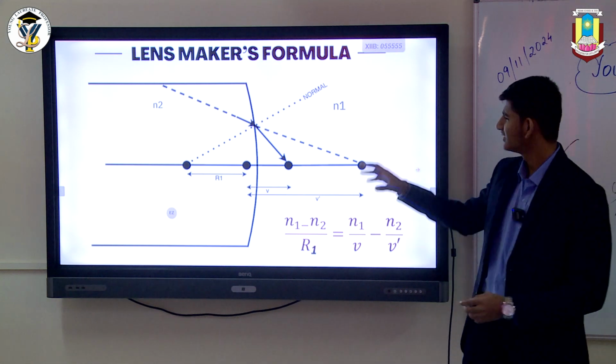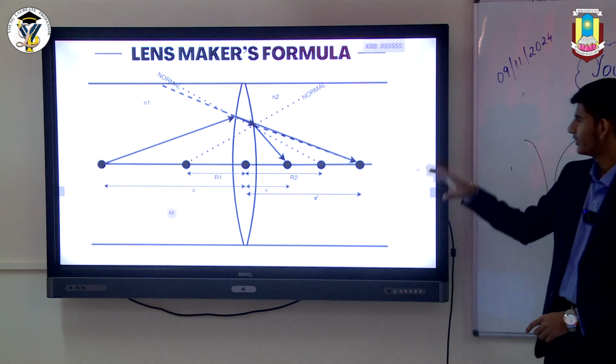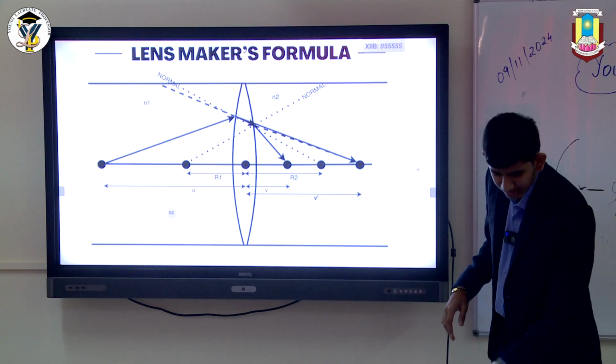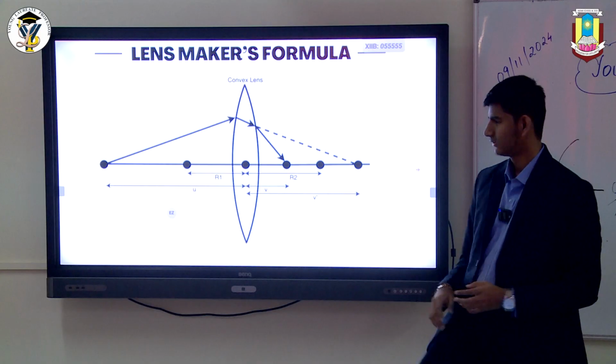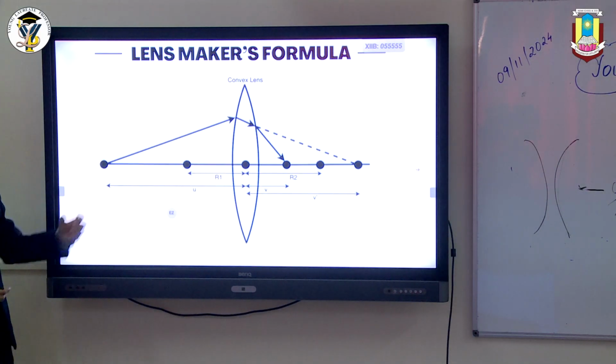Now let's just merge the two lenses that we just saw. What's going to happen? We're going to get something like this. It's very clumsy, I know. So let's just simplify it a bit. So this is the final process of refraction happening. Let me just repeat it to all of you.